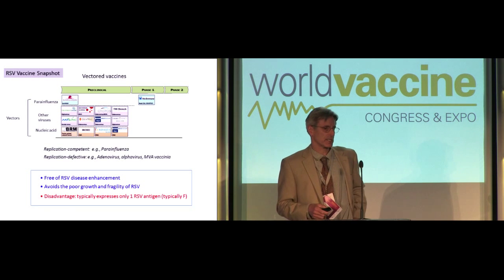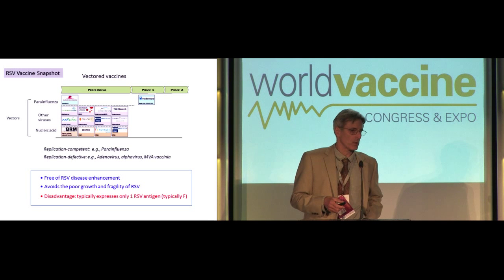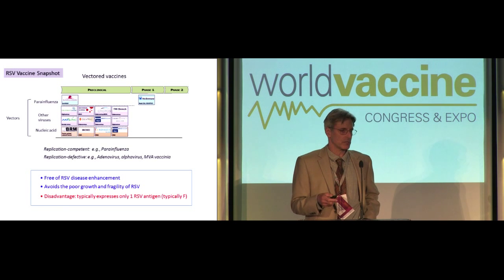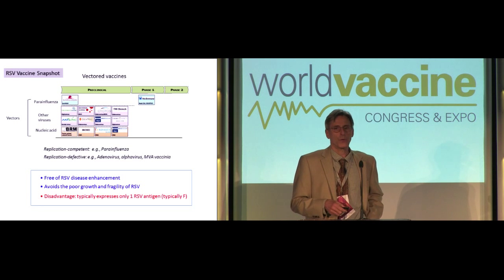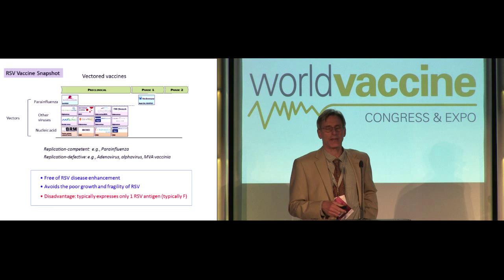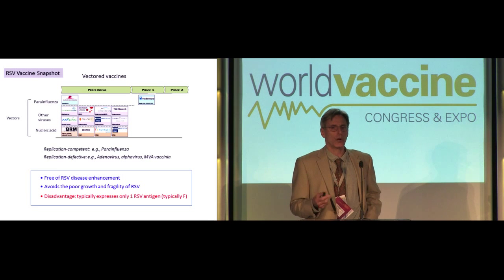Okay, this is returning to the vaccine snapshot and now looking at vectored vaccines. So the Paraflu, which is the most advanced, the other viruses I've mentioned, and nucleic acids, although I won't talk about that today. And these vectors can be both replication competent or they can be replication defective, depending on the vector. So these also have the advantage of being free of disease enhancement. They avoid the difficulties of working with RSV, which is a big advantage, particularly moving into resource-challenged settings. They have a disadvantage, though, that they express only a single or at most 2 RSV antigens, so you don't get the full repertoire of immunity against RSV.